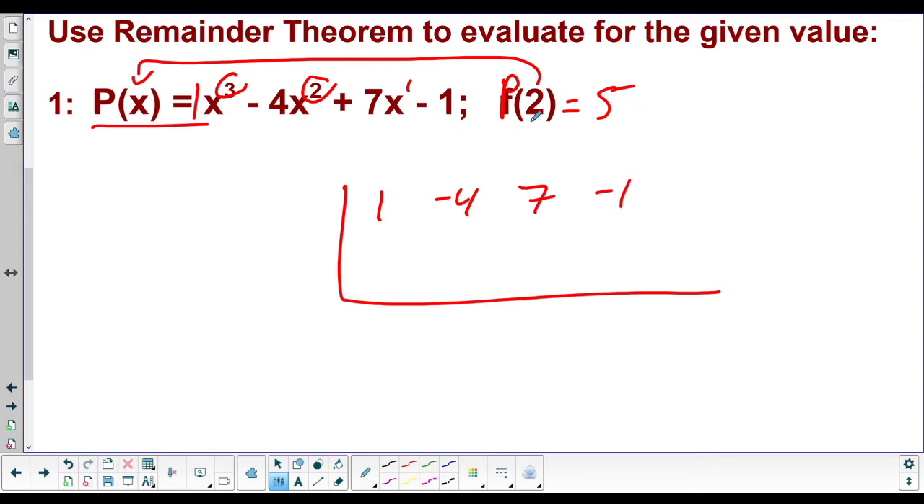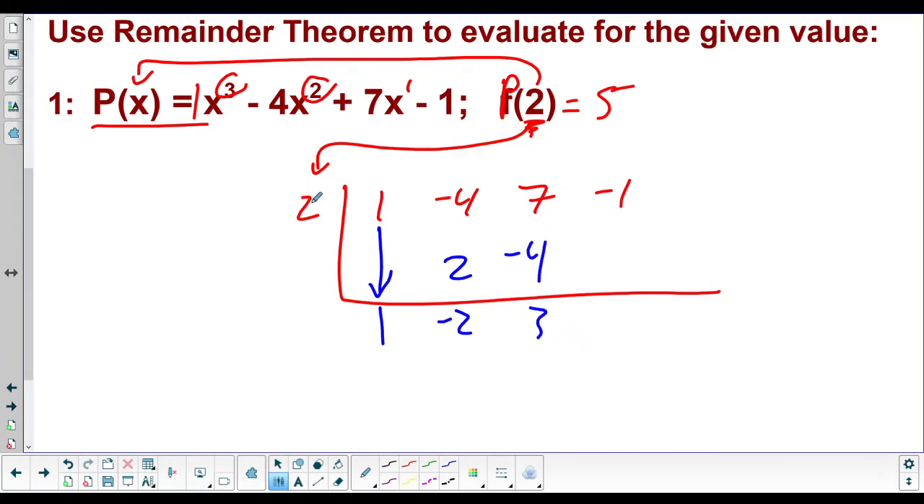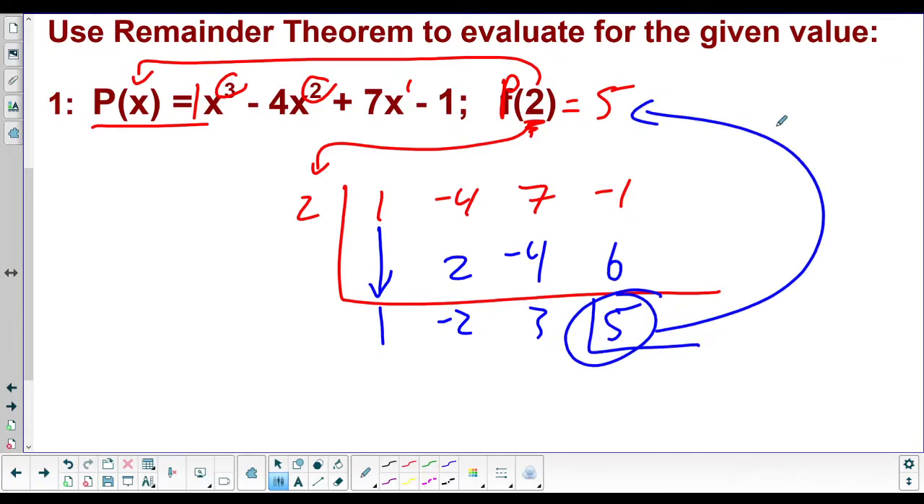The number you want to plug in, that number goes on the outside. Dose goes there. Remember, and this is not going to get old ever, drop it like it's hot. So you just bring that 1 down. Multiply to the outside. Do what the signs say. Multiply to the outside. Do what the signs say. Multiply to the outside. Do what the signs say. Remember, our remainder is this last number. It matches. Oh my gosh.